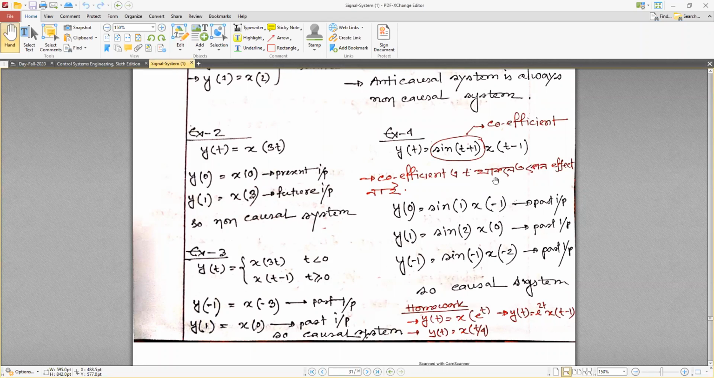Again, another thing. The coefficient does not matter here. We will look at the main thing, the term of x. We will not look at the coefficient. We'll look at the x term.